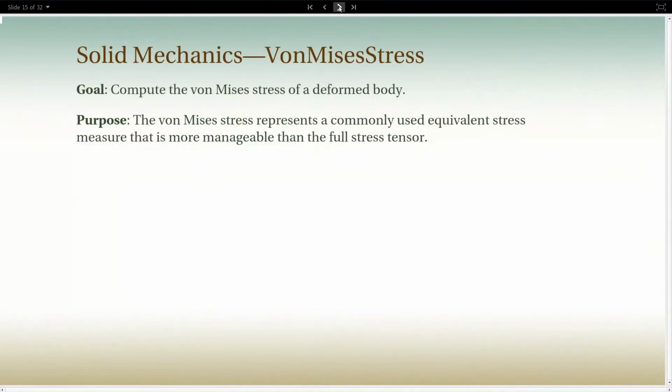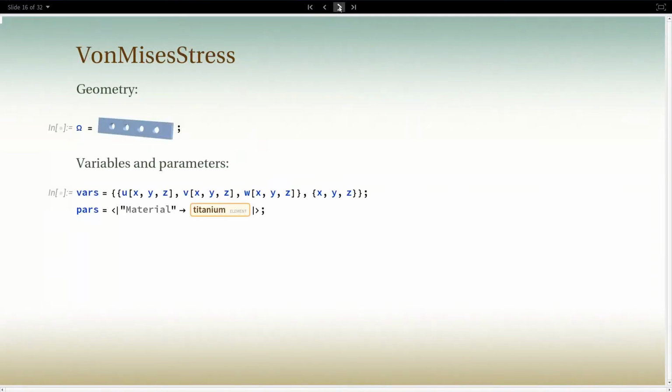Right, change of gears, solid mechanics. Here we've added a new function called von Mises stress. The goal is to compute the von Mises stress of a deformed body. The reason you want something like this is that you want to have a way to not deal with the full stress tensor that's typically computed. We look at an example.